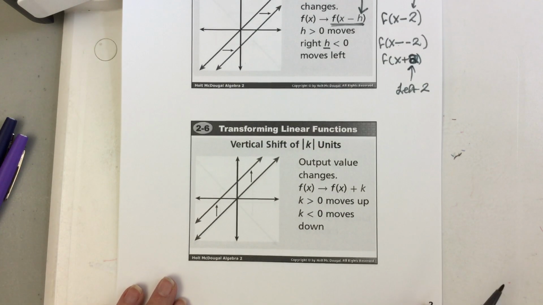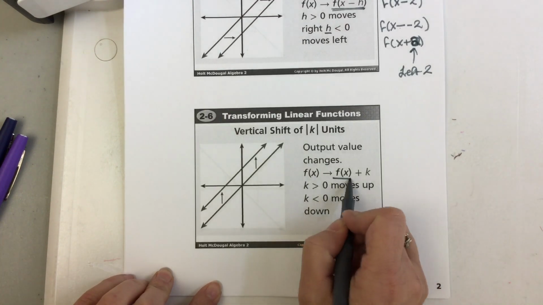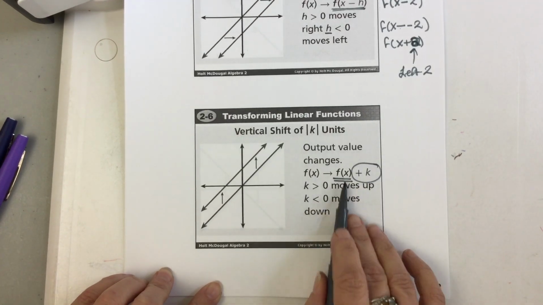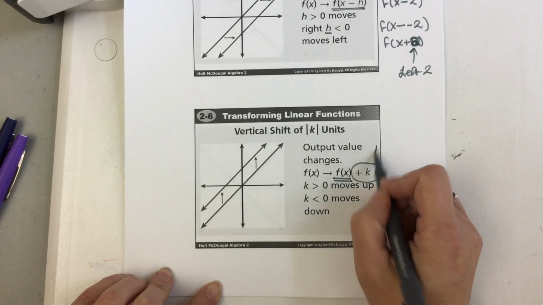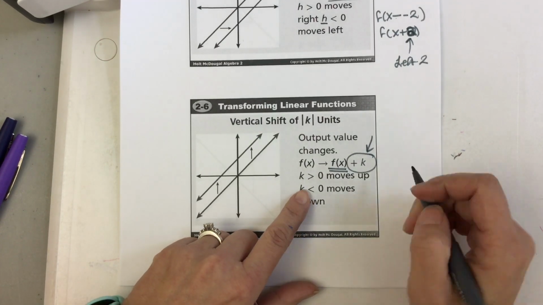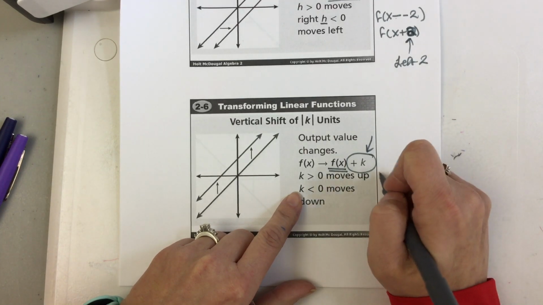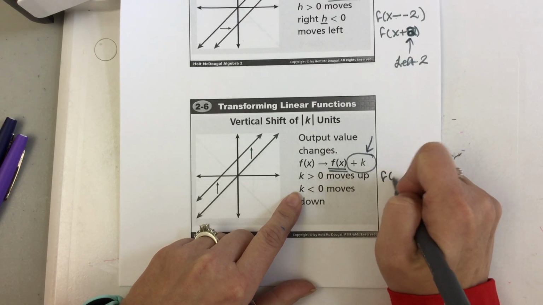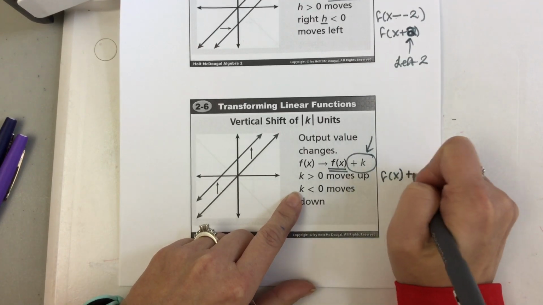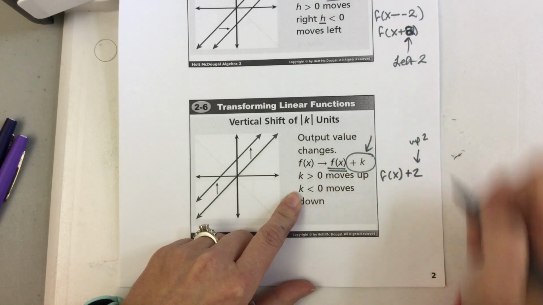Now, if you want to do a vertical shift, remember vertical lines slide up or down. What you do here is rewrite the original function the way it is, then add or subtract to the end. So let's say I want to move up 2. If you're moving up, your k value is greater than 0. So I would rewrite the function to go up 2. You would just add 2 to the end. Okay, so here's an example for up 2.